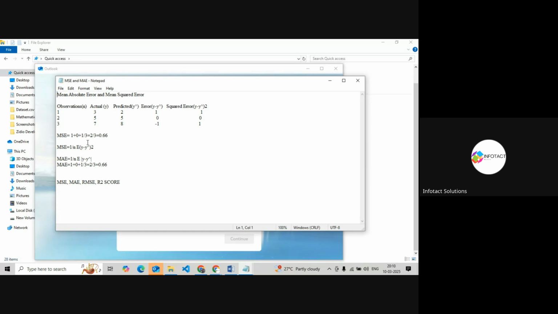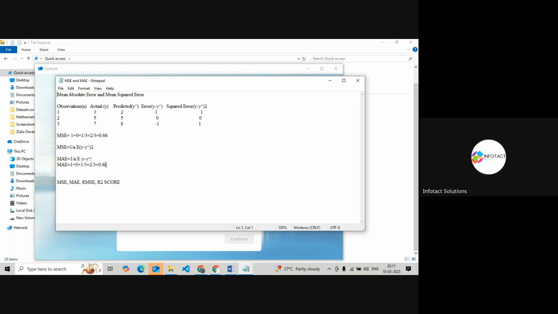Then the mean squared error formula is 1 upon n times the sum of (y minus y dash) squared, actual minus predicted squared. 1 plus 0 plus 1 upon the total number of observations, 3, means 2 by 3, which is 0.67. What is mean absolute error when you're talking about that? That is the magnitude of actual minus predicted, y minus y dash. So the same, 1 plus 0 plus 1 upon the total number of observations, 3, is equal to 2 by 3, which is 0.67.